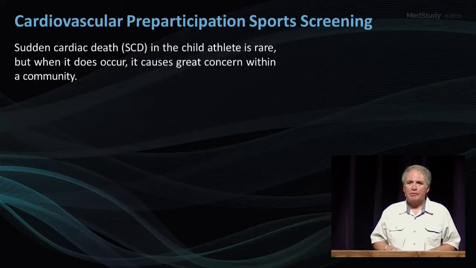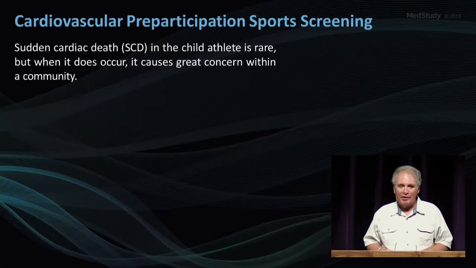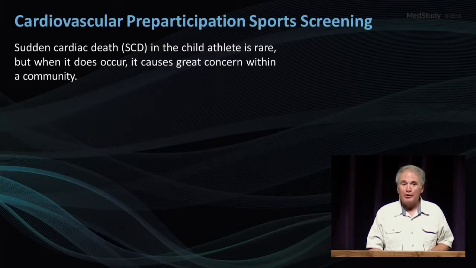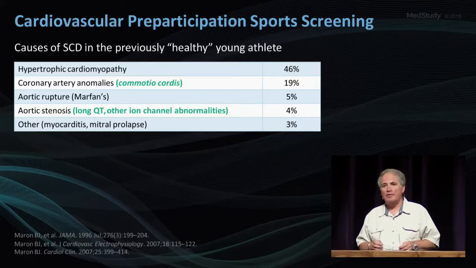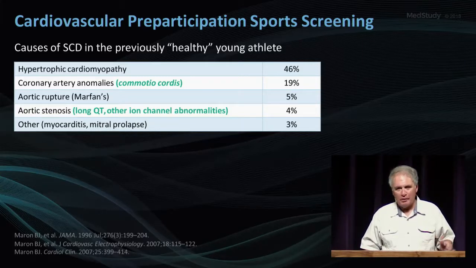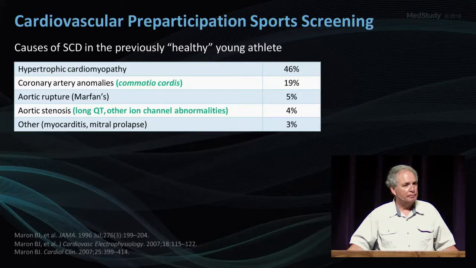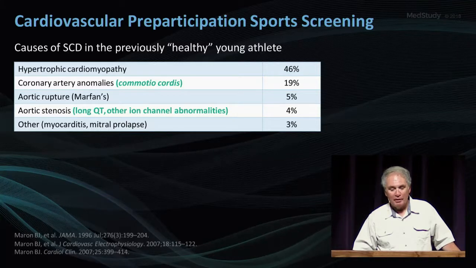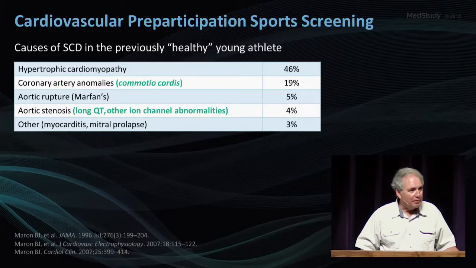So sudden cardiac death in the child athlete is rare, but when it occurs, it obviously shakes up a community. And it's probably not as rare as we used to think it is. Okay? Now that there are registries and more regular reporting, it's becoming more widely recognized. Here are the causes of sudden cardiac death in the child athlete. As we just demonstrated, hypertrophic cardiomyopathy is by far and away number one. Okay. The second most common cause, believe it or not, coronary artery anomalies. I'll show you a picture of those in a moment.